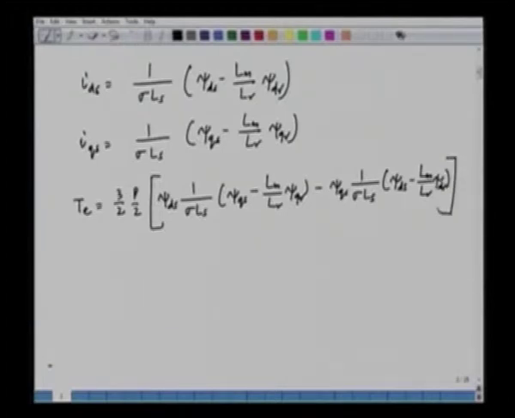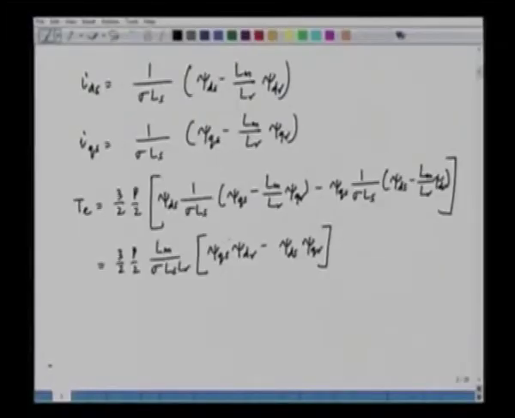So, this is what we have here. We can further simplify this. If we simplify this expression further, what we will obtain is the following: 3 by 2 into P by 2, and we will have Lm by sigma Ls Lr common. So, we will have psi Qs psi dr minus psi ds psi Qr. So, this is the expression for the torque in terms of the stator flux and the rotor flux in the stationary reference frame.